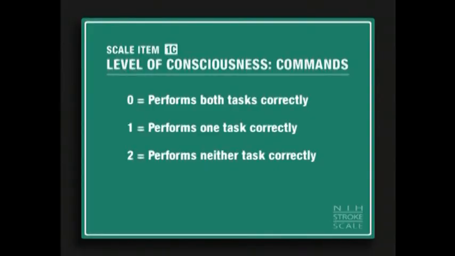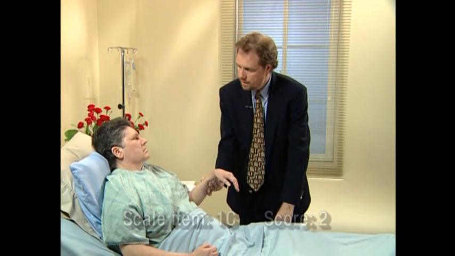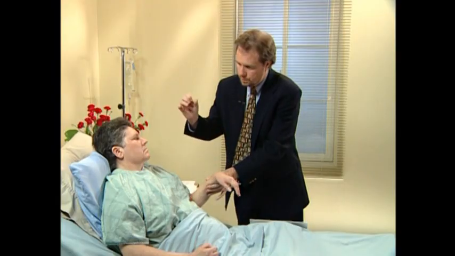Score a 2 if neither task is performed correctly. Now I want you to take your hand and I want you to make a fist. I want you to close your eyes. A 2 is scored for patients with a comprehension deficit and who perform incorrectly.